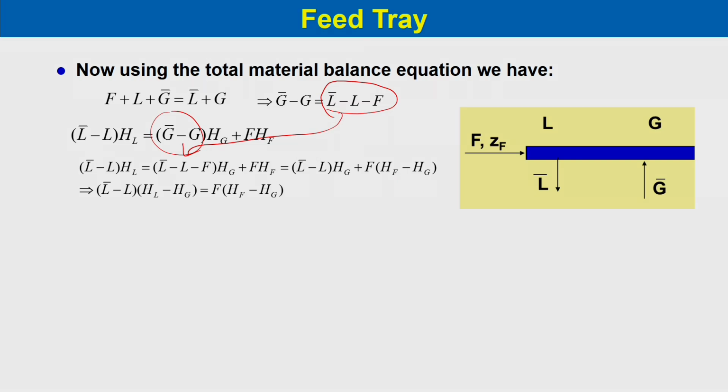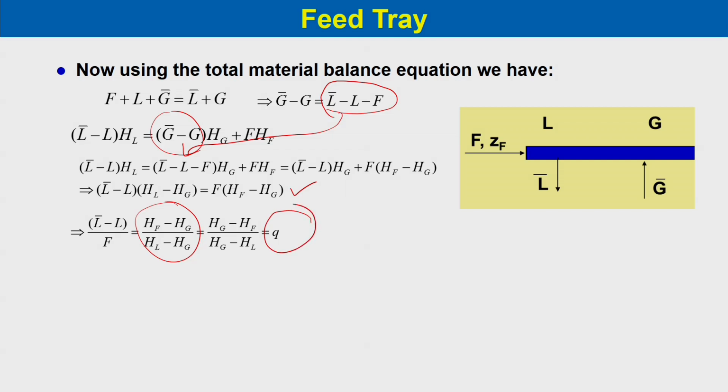From here we can rearrange and write (L bar minus L) into (HL minus Hg) is equal to F into (Hf minus Hg). And again we can write (L bar minus L) by F is equal to (Hf minus Hg) divided by (HL minus Hg). Now, if we rearrange this, we can write (Hg minus Hf) divided by (Hg minus HL), which we can define as Q.